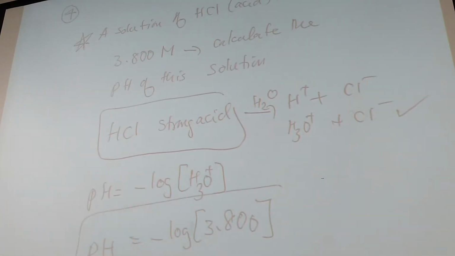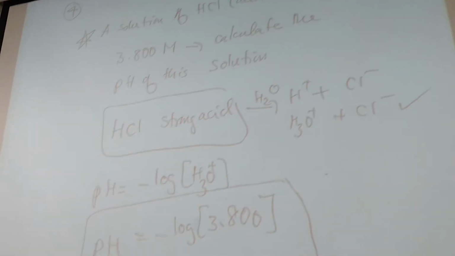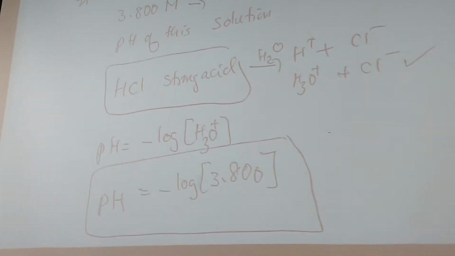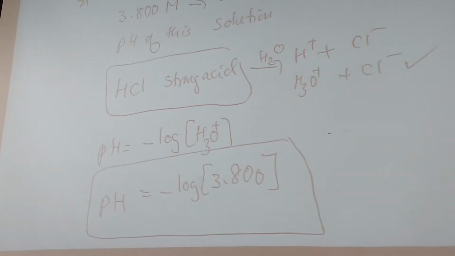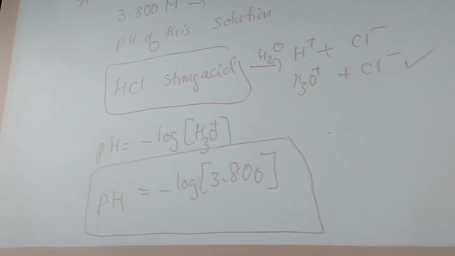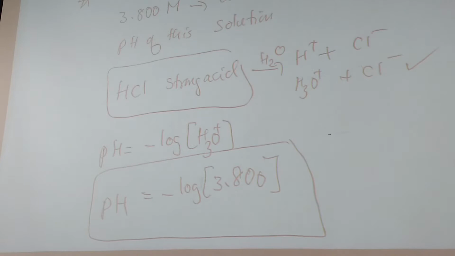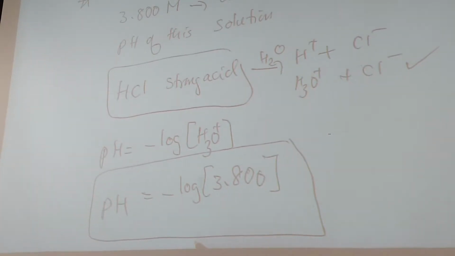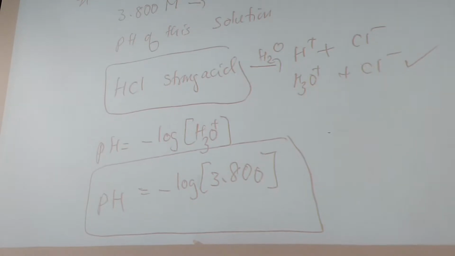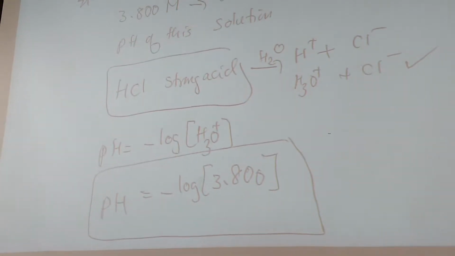Somebody help me. Take the minus log of 3.800. What's the value? Somebody has it? Come on, guys. The cell phone will not work unless the calculator is scientific. Did you do the log or the minus log? The negative log is minus, and minus will be plus. So what's the value here?